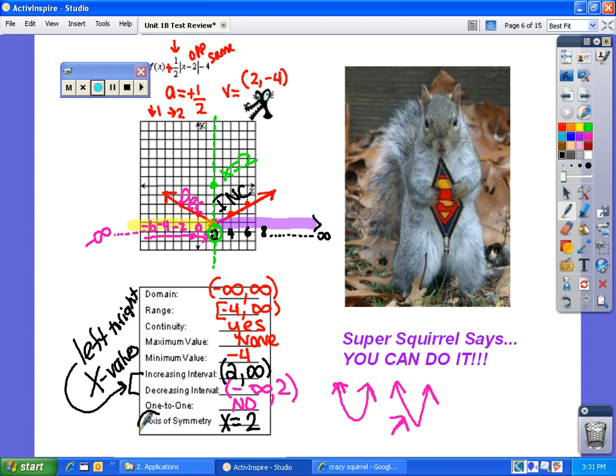With axis of symmetry, that's a line. So don't forget the x equals. Okay, that's very, very important. Alright. Okay, on to the next one.